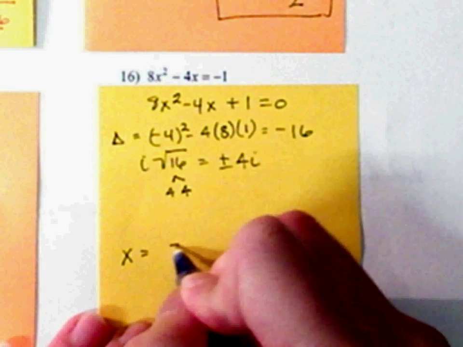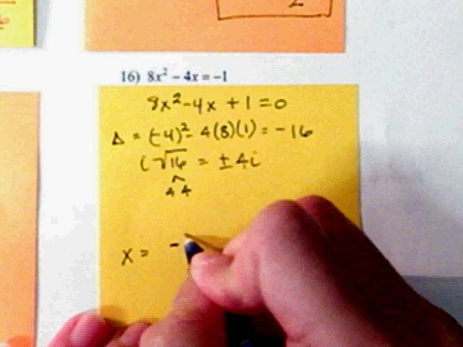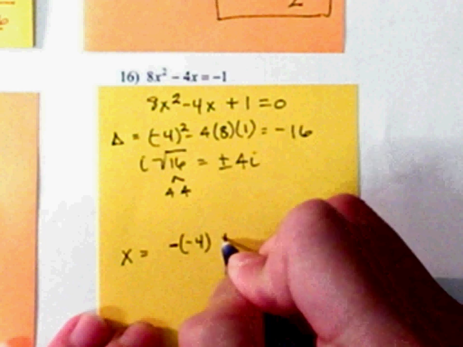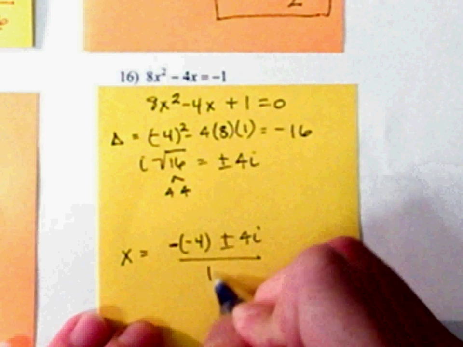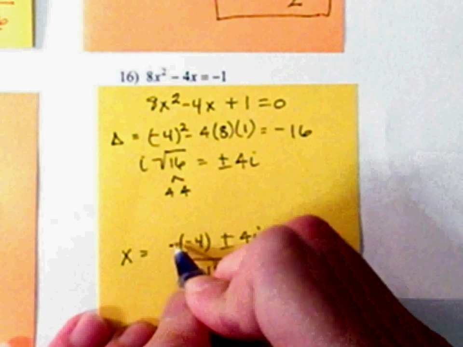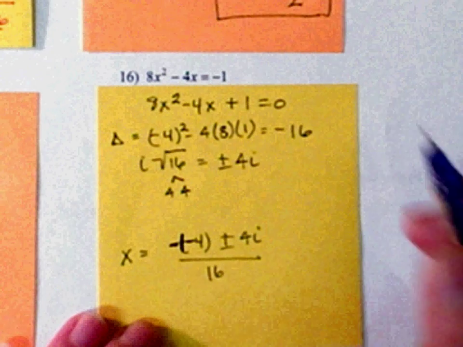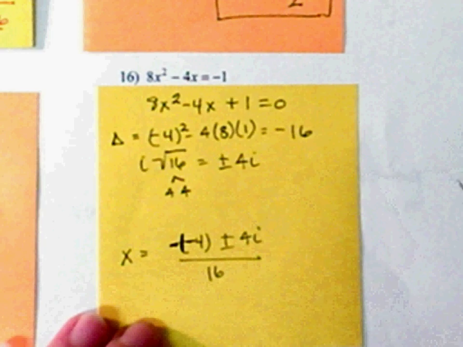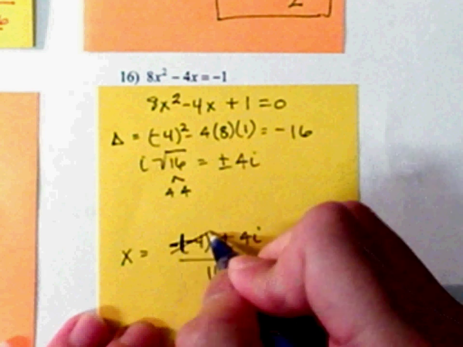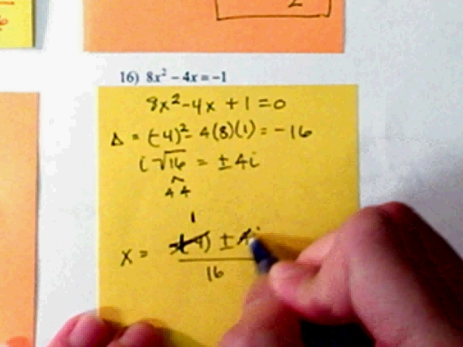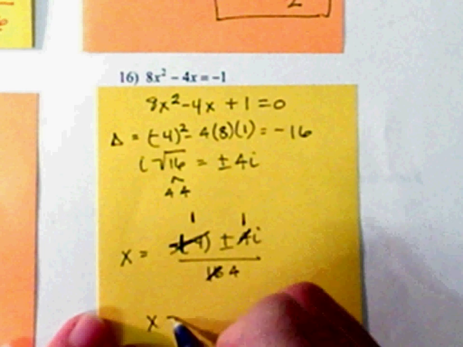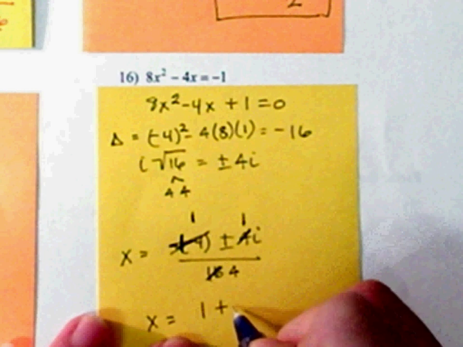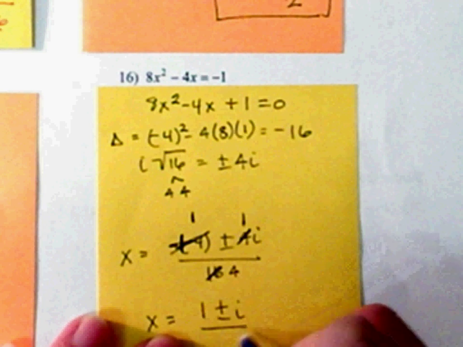Negative b. So negative times a negative becomes a positive. Plus or minus 4i, all of that over 2 times a, which is 16. Okay? This right here becomes a positive. Is there any number that goes into all of them? Absolutely. 4. What's 4 divided by 4? 1. 4 divided by 4 is 1. 16 divided by 4 is 4. So x is equal to 1 plus or minus i over 4.